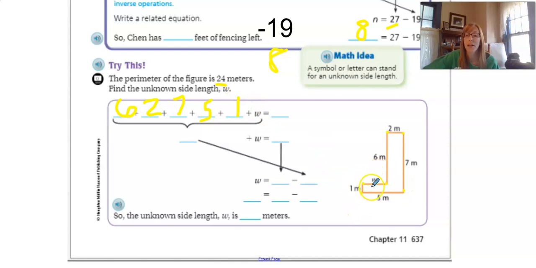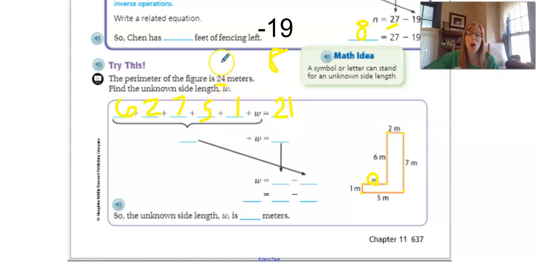We want to find out what this is worth, because we know perimeter is the distance around and we don't have this distance, but we know all of this adds up to 24. So let's add these up right here. 6 plus 2 is 8. 8 plus 7 is 15. Plus 5 is 20. Plus 1 is 21. So that all equals 21.